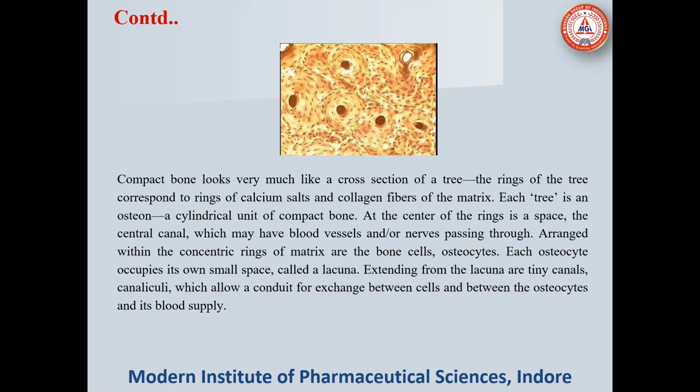Arranged within the concentric rings of matrix are bone cells called osteocytes. Each osteocyte occupies its own small space, termed a lacuna. Extending from the lacuna are tiny canals, canaliculi, which allow exchange between the cells and between the osteocytes and their blood supply. This is the major connective tissue present in our body, that is, compact bone.